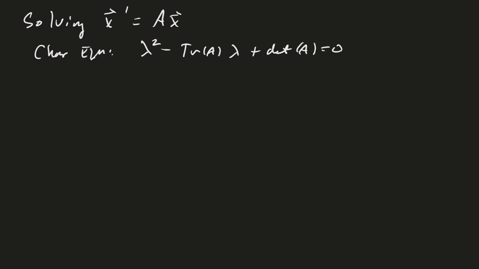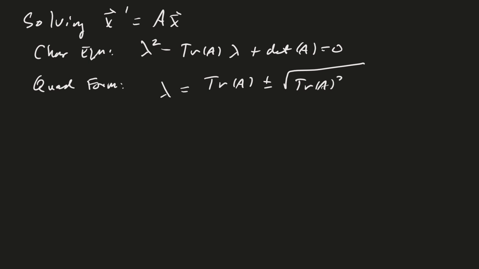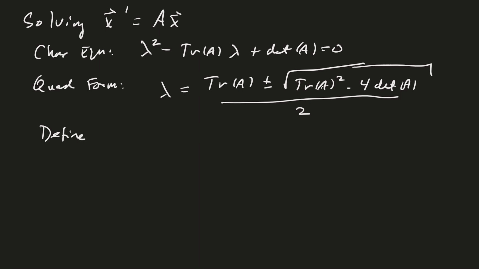And then if we solve using the quadratic formula, we get that lambda is equal to the trace of A plus or minus the square root of the trace of A squared minus 4 times the determinant of A, all divided by 2. And then we define the discriminant, delta, to be the trace of A squared minus 4 times the determinant of A.